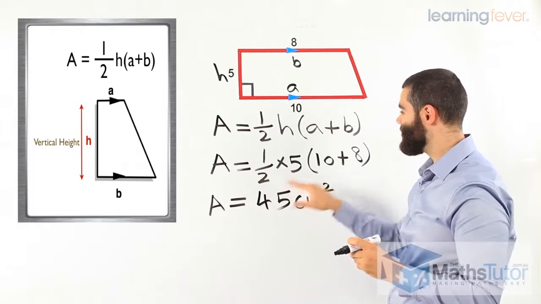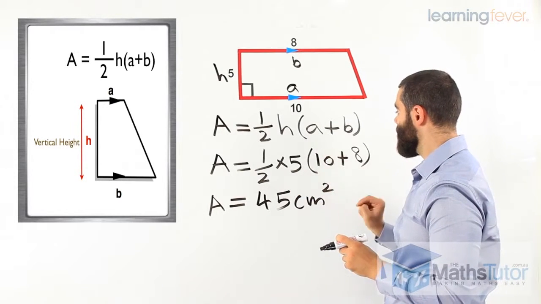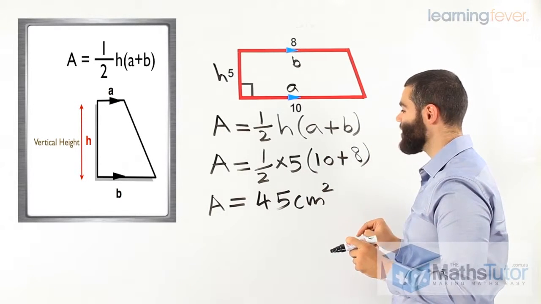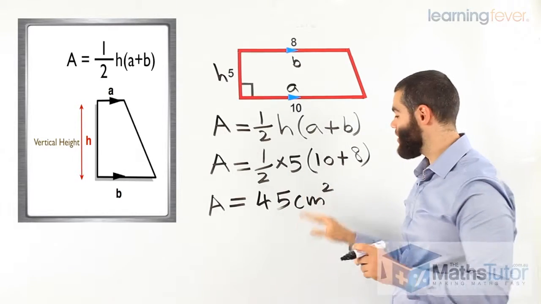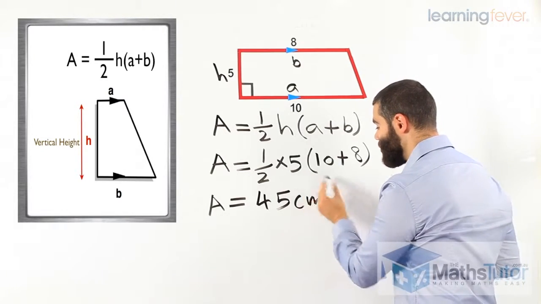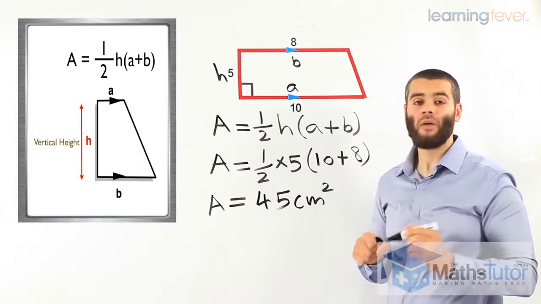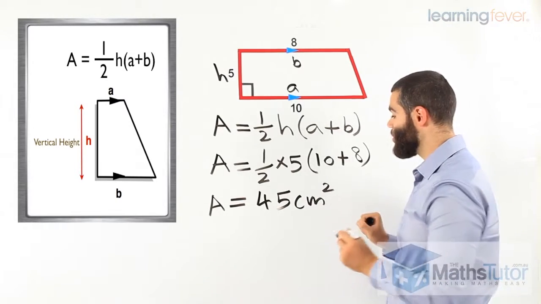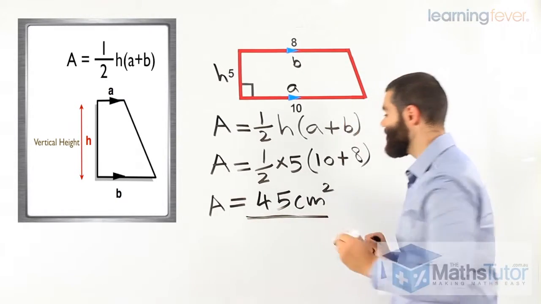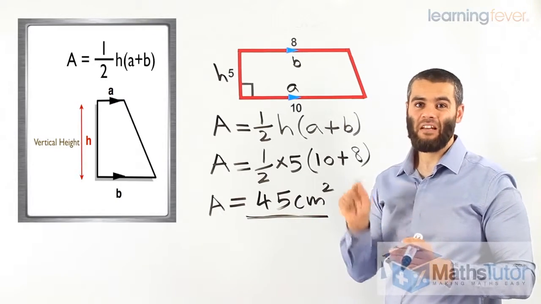Very easily, half times 5, open bracket, 10 plus 8, close the bracket. Put it in your calculator, 45 square centimeters. Remember, we always put our units, and since it's area, we have to put squared. Very important. This is our answer for the first trapezium. Now let's do another one.